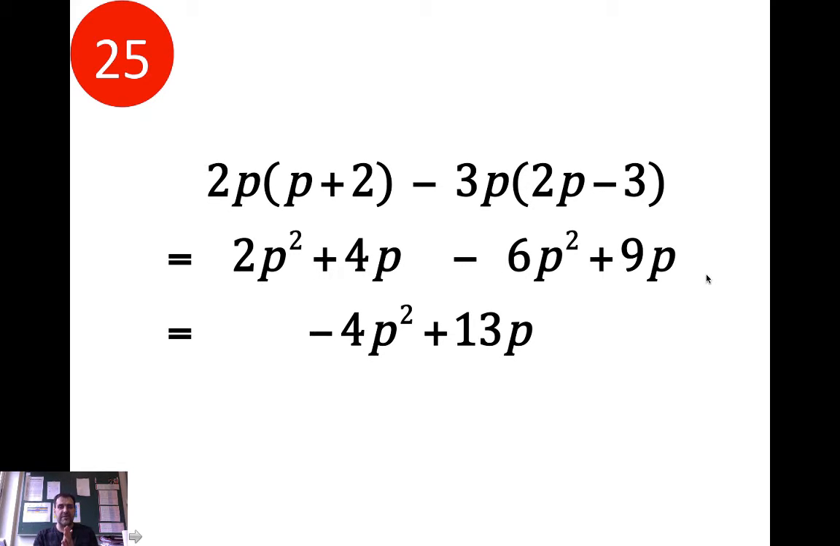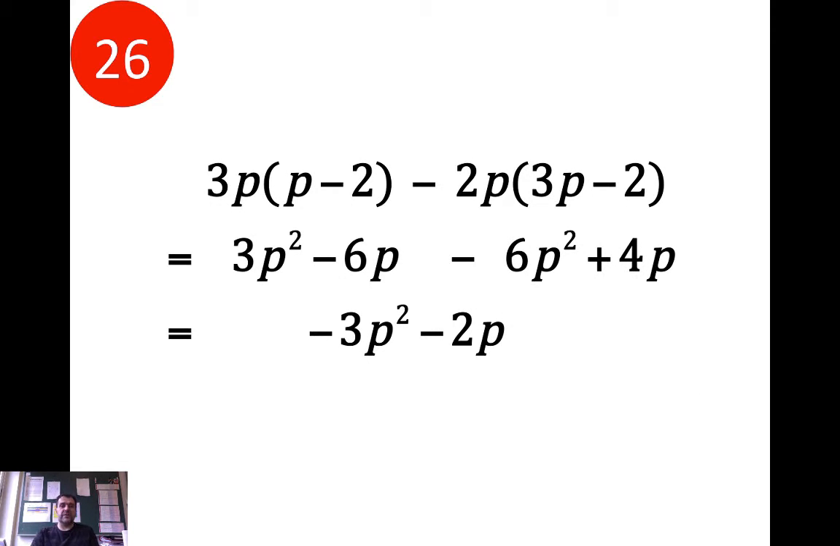and I want to think about putting together terms of the same type to simplify this. So looking at the p squared terms first, I've got 2p squared here, and I've got minus 6p squared here. So 2p squared together with minus 6p squared makes minus 4p squared. And then looking at the p terms, I've got 4p here and I've got 9p here. So 4p together with 9p makes 13p. So final answer, minus 4p squared plus 13p.